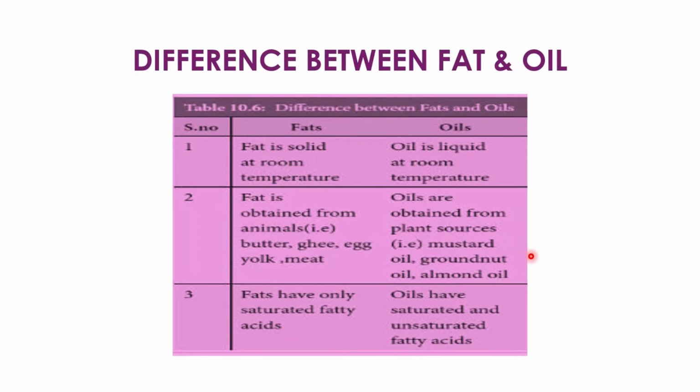Difference between fat and oil. One, fat is solid at room temperature, whilst oil is liquid at room temperature. Two, fat is obtained from animals, that is from butter, egg yolk, or meat, whilst oils are obtained from plant sources. Fats have only saturated fatty acid. Oils have saturated and unsaturated fatty acid.